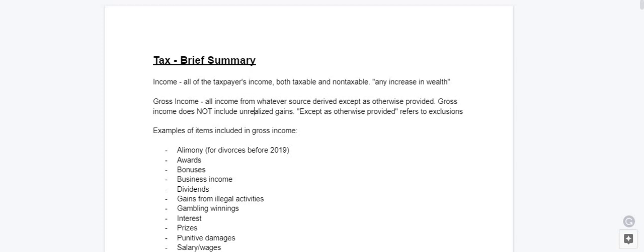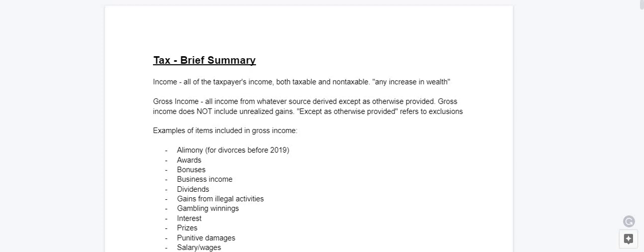So the major difference between these two when it comes to tax is that income can include sources of wealth that is not taxable, but gross income will only include the portion of your income that is taxable and will exclude the portion that is non-taxable. When it comes to tax, your gross income is the more important figure of the two.